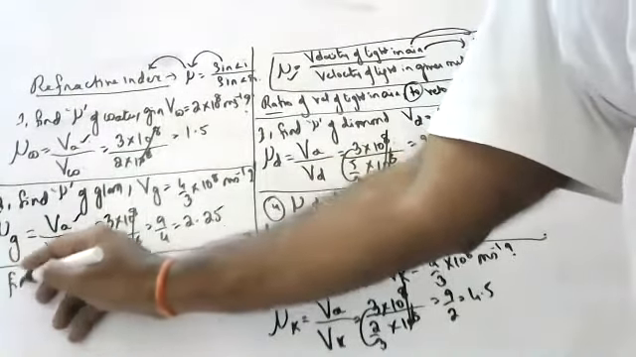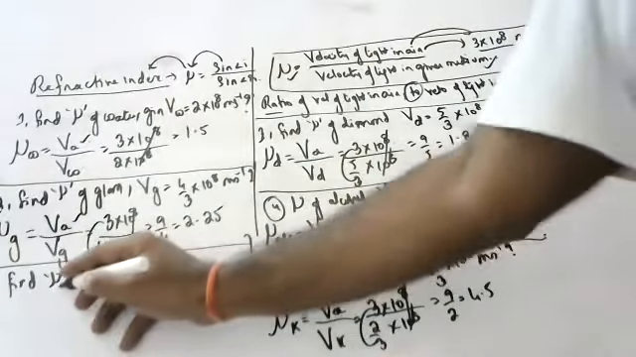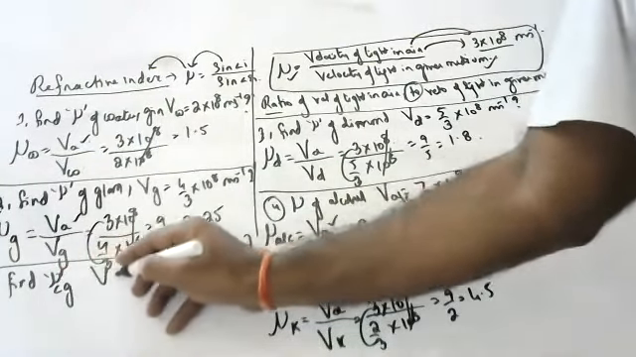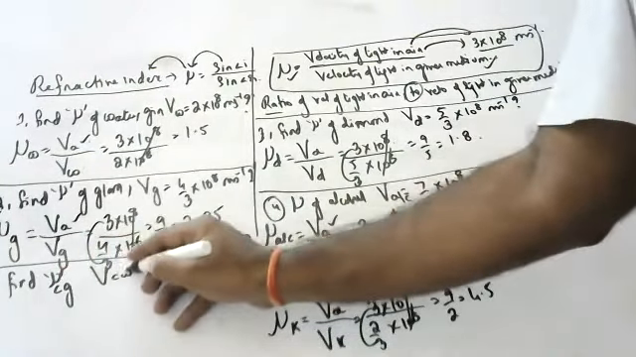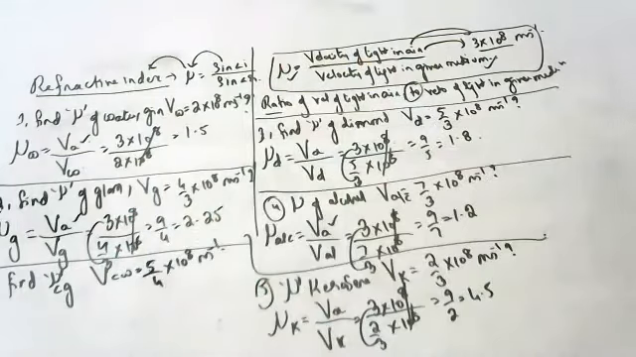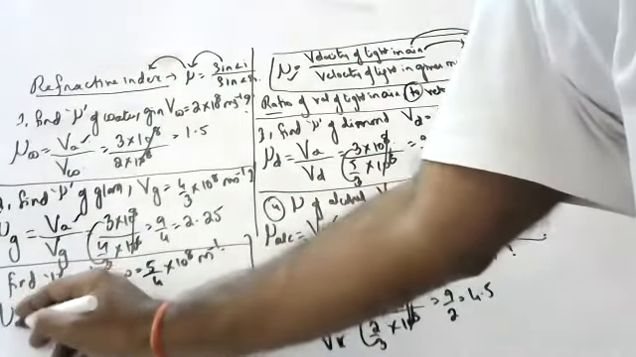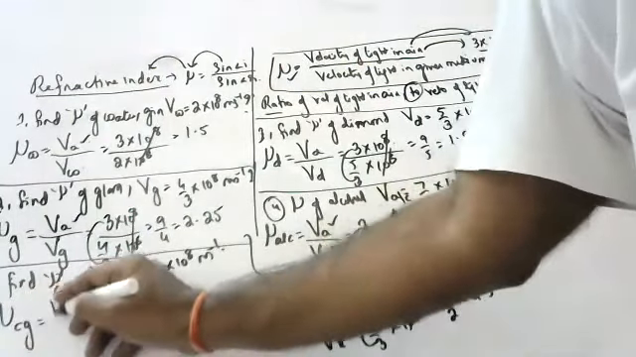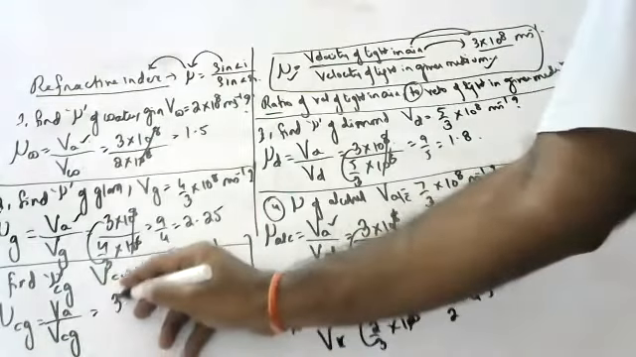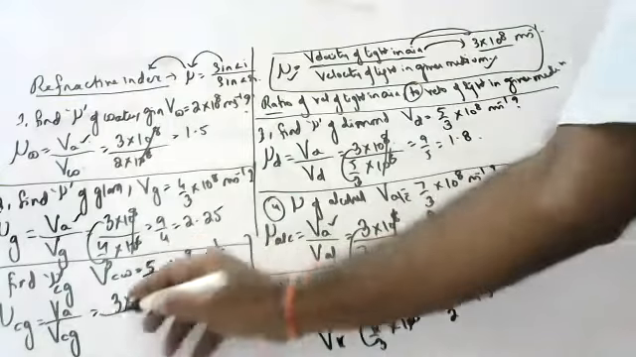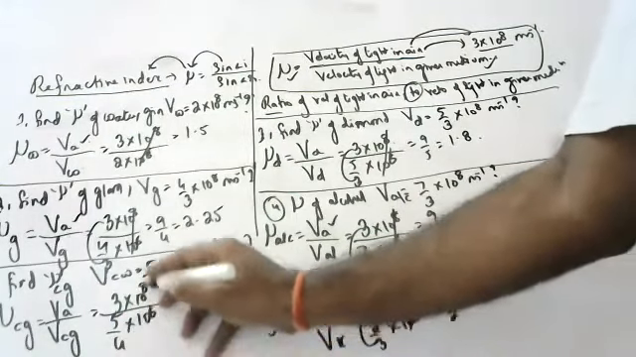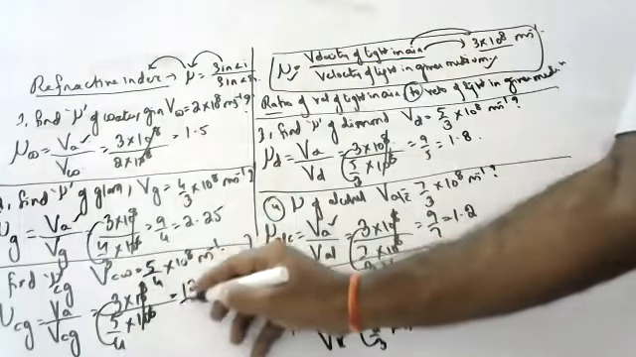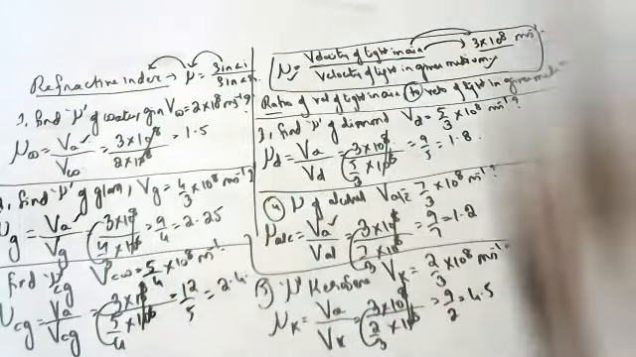Okay. Find refractive index of crown glass, if speed of light in crown glass is 5 by 4 into 10 to the power of 8 meters per second. Okay, 5 by 4. Sujit, can you tell how to find refractive index of crown glass? Velocity of light in air by velocity of light in crown glass is equal to 3 into 10 to the power of 8 by 5 by 4 into 10 to the power of 8. 10 to the power of 8 cancel, 12 by 5 is equal to 2.4.